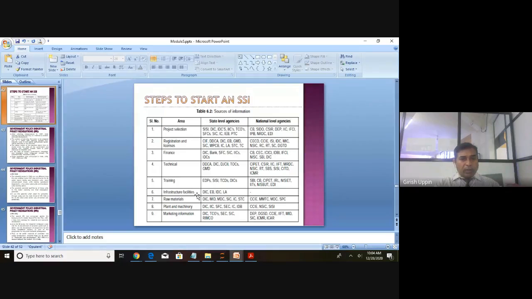Then infrastructure facilities, how to set up all those things, raw material requirement, how to source it, then how to select from the different vendors, identifying the right vendor for supplying, and also making sure that it is of the right quality. Plant and machineries, acquiring the plant and machineries required for the small scale enterprises, who will provide the machinery, identifying the different suppliers, and also identifying the installation and post installation support from the suppliers.